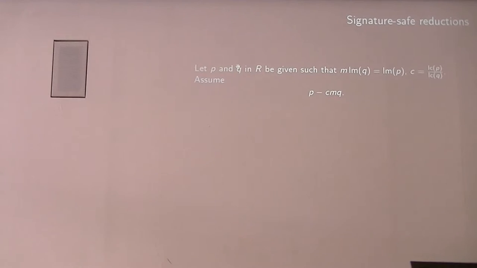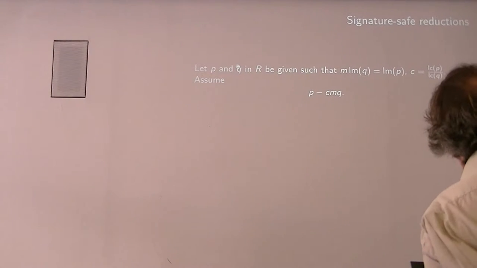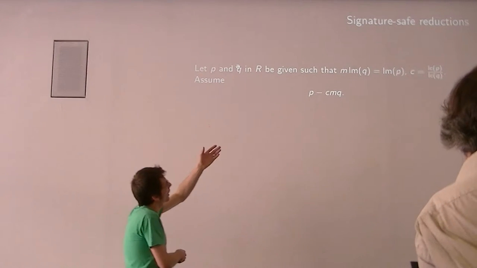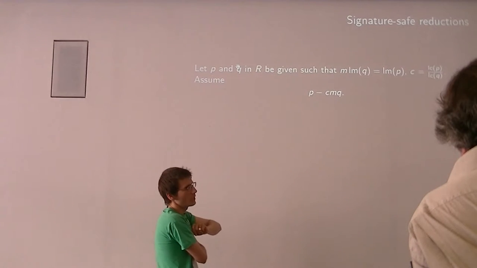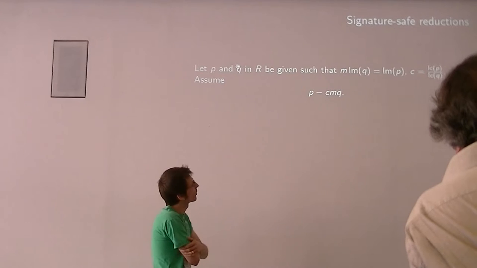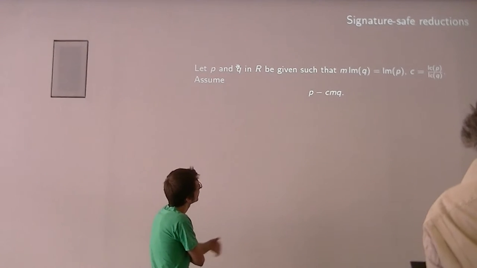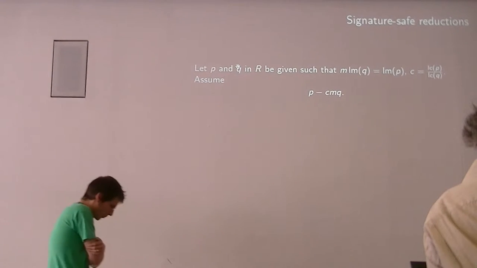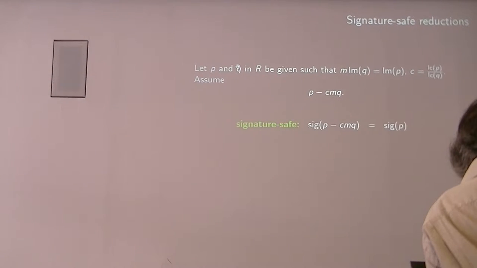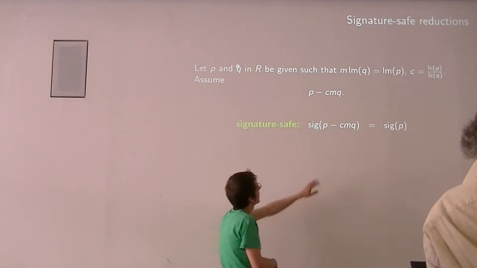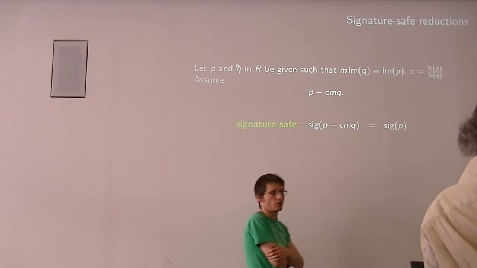So let's say we have these two polynomials P and Q, and we want to do this reduction. Q is a reducer of P. You can think of P as an S polynomial that we are trying to reduce, and we are computing P minus C times monomial M times Q. That would be signature safe if the signature after the reduction is a signature.